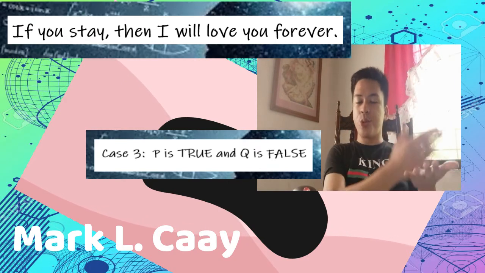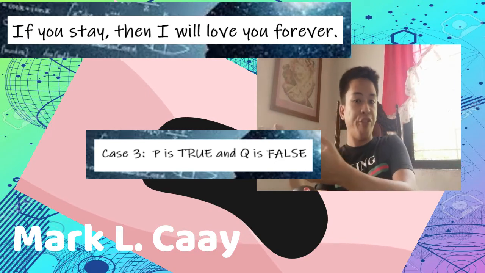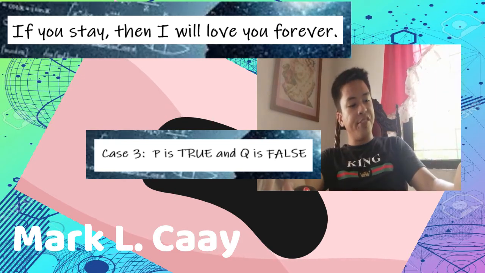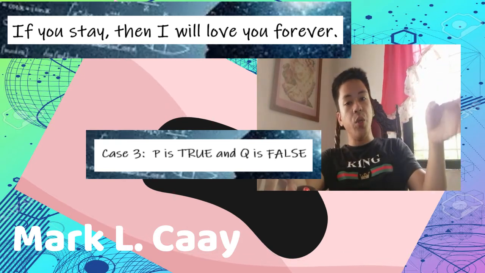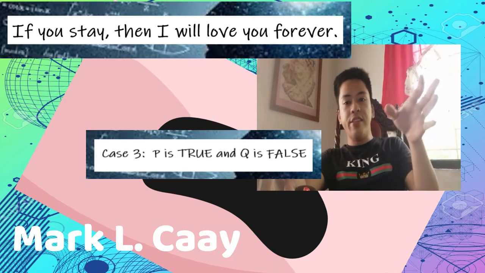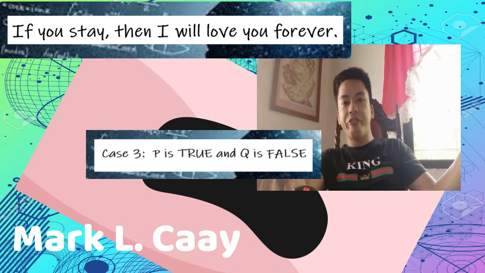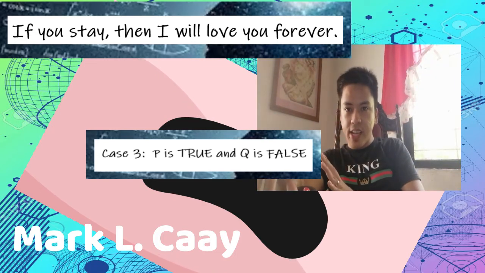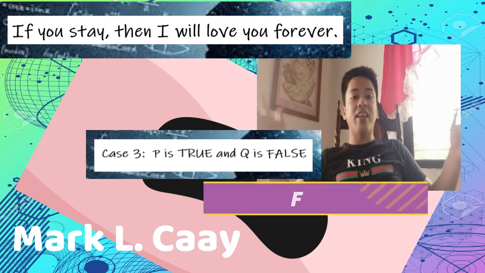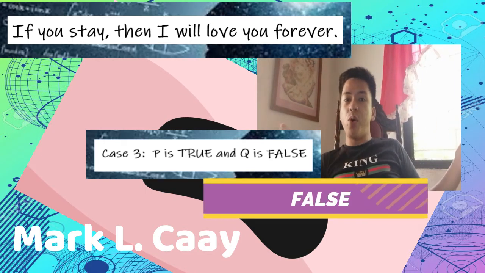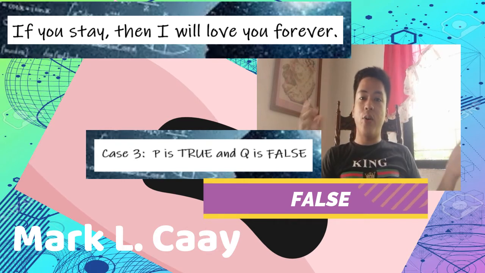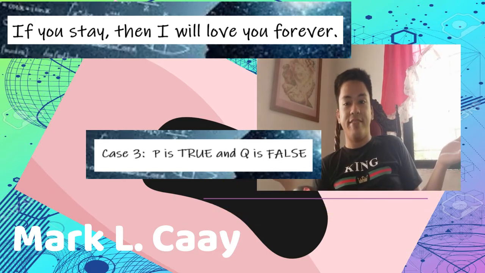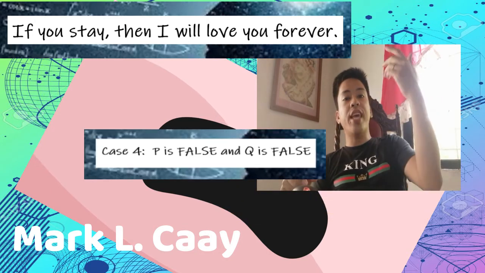Let's go to case 3. If P is true, then Q is false. What happens to the entire statement? P is true, which means you're staying. Q is false, which means I will not love you forever. You are fulfilling the condition, but I'm not going to fulfill my promise to love you forever. So the entire statement is false. The promise is broken. So if P is true and Q is false, the entire statement is false.